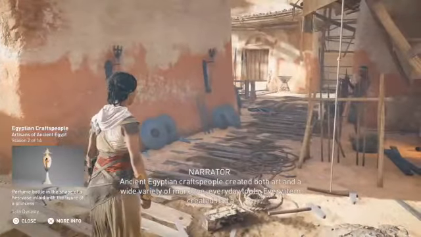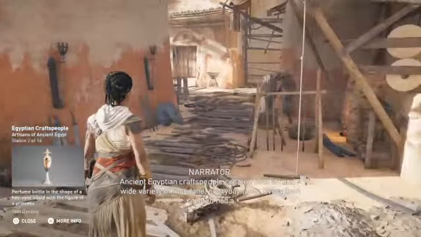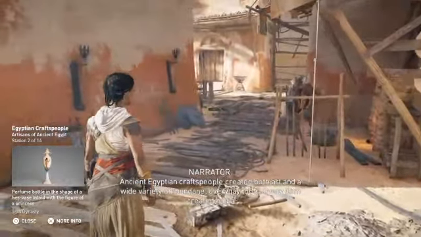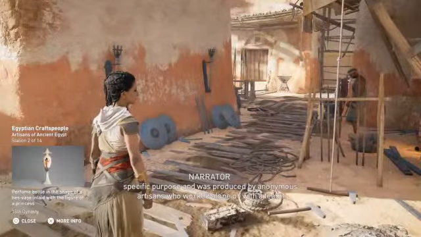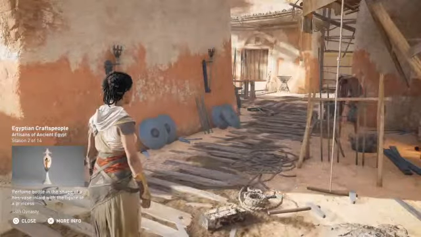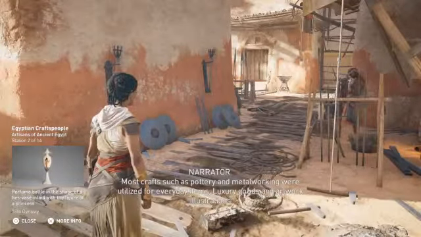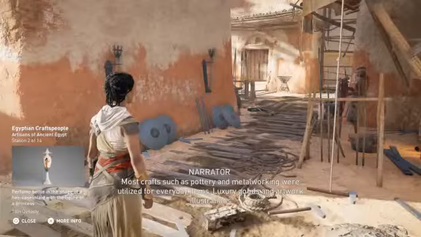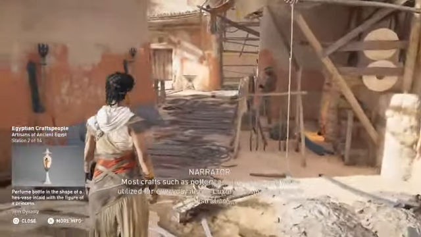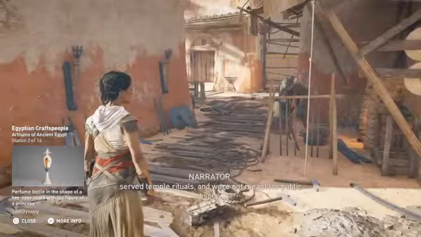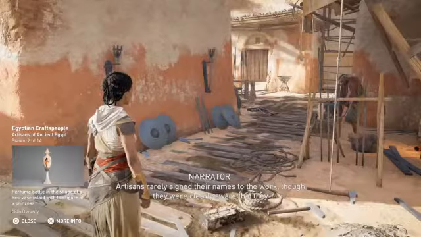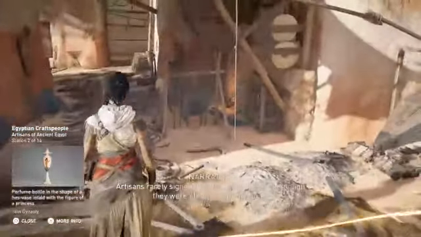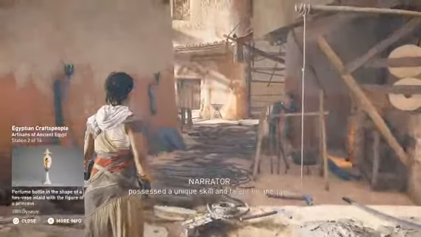Right here. Ancient Egyptian craftspeople created both art and a wide variety of mundane, everyday tools. Every item created had a specific purpose and was produced by anonymous artisans who worked alone or with a team. Most crafts, such as pottery and metalworking, were utilized for everyday items. Luxury goods and artwork illustrations served temple rituals and were not meant for public display. Artisans rarely signed their names to the work, though they were clearly aware that they possessed a unique skill and talent for the task.